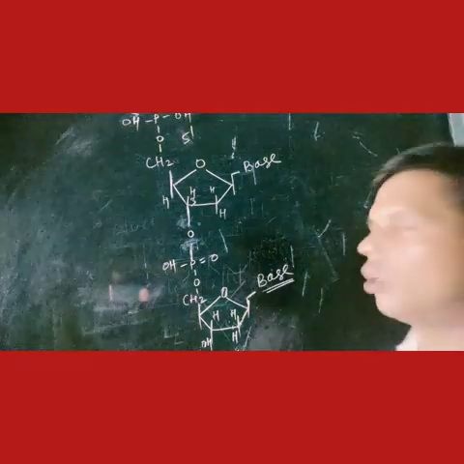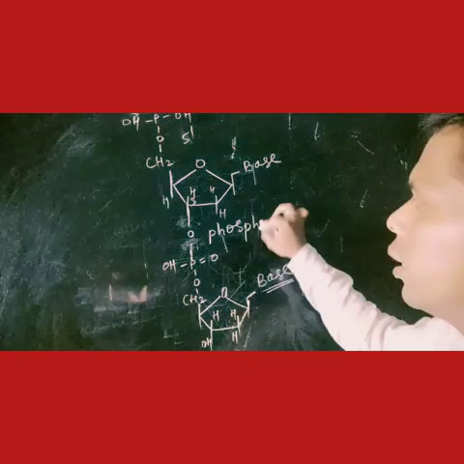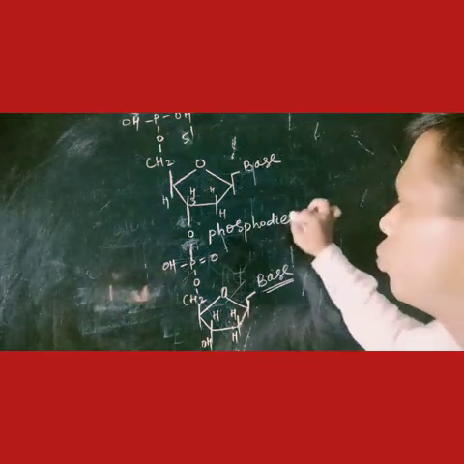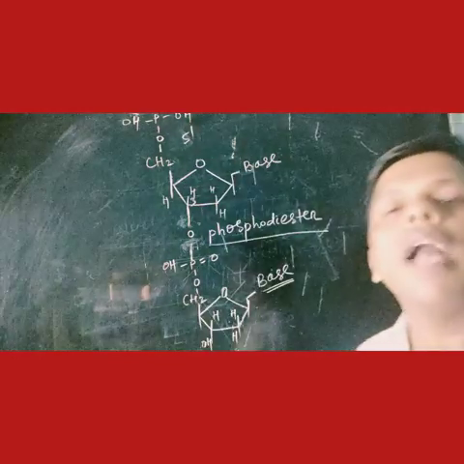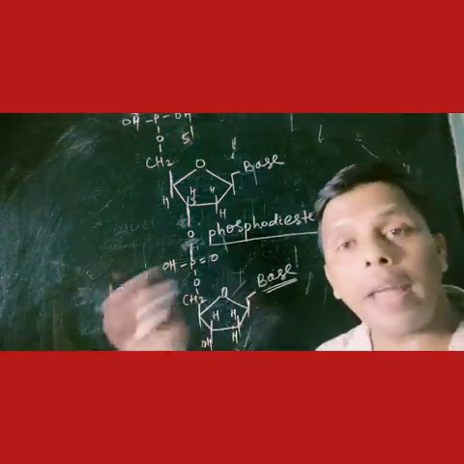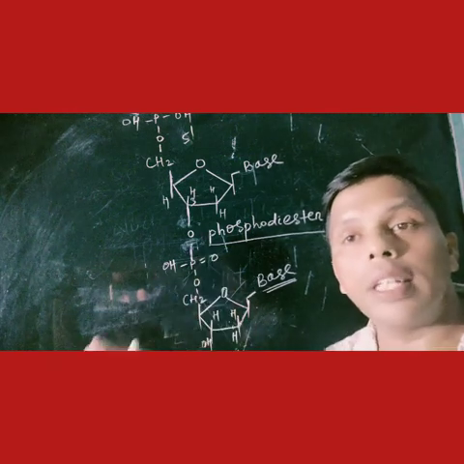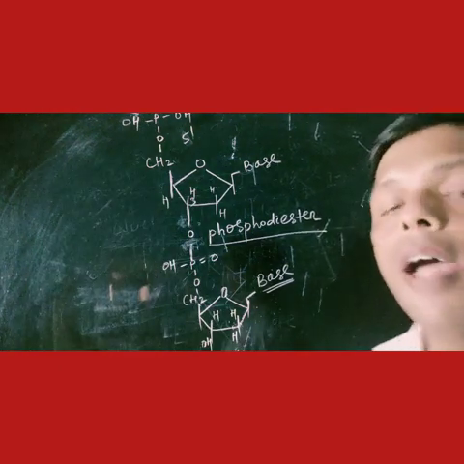This linkage is called phosphodiester bond. So it became a dinucleotide. When 3 nucleotides combine, it forms a trinucleotide. In this way it produces polynucleotide.